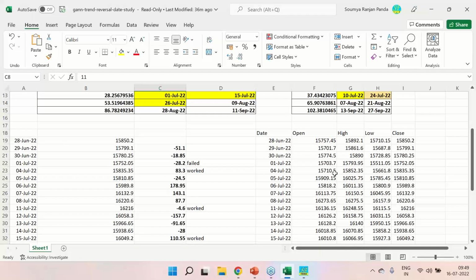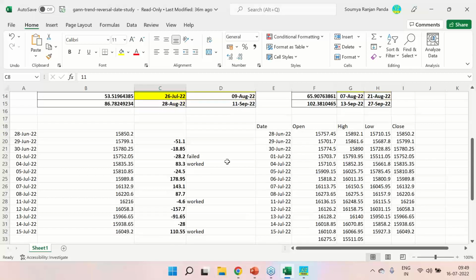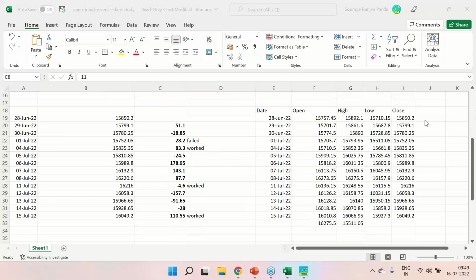I am not going to confuse you. It has opened here, gone high, gone low. So on closing basis, 1st July we failed. We had expected a positive opening and positive closing. It did not work, though there was a positive opening, but it did not sustain. So we failed on 1st July.